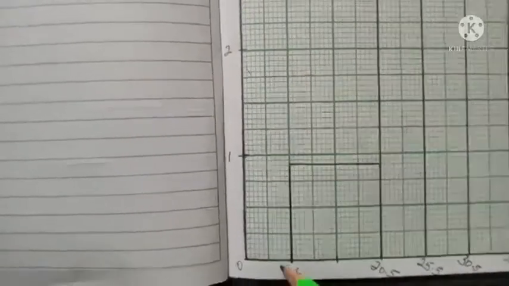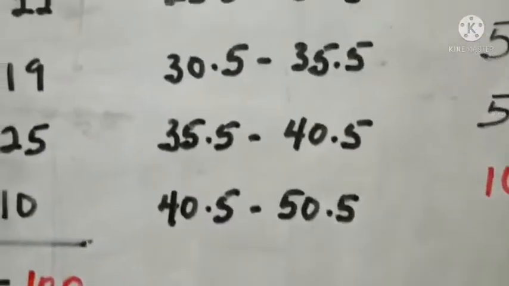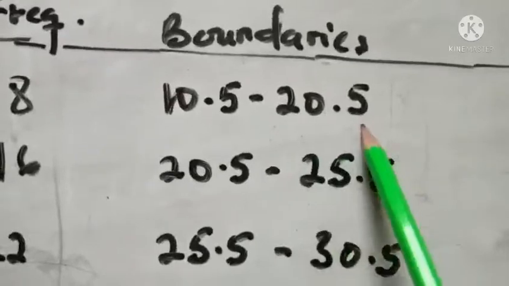You see that from 0 to 10.5 we don't have anybody, right? We don't have anybody, so we are starting the class boundary from 10.5 to 20.5. So this is the class boundary. Look at the class boundary. The first one starts from 10.5 to 20.5, right?